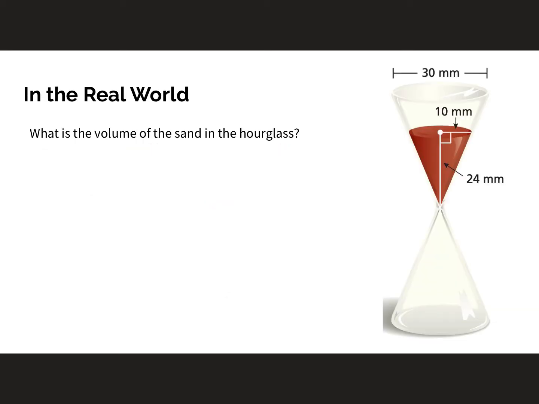Now let's look at something where we have a real world example. What is the volume of the sand in the hourglass? So they've given us a couple different dimensions. I can see here that my radius is 10. So I'm trying to find the volume, so I'm going to leave that as V. You put my pi, my 3 down here. My radius is 10, so that's going to be 100. You guys know 10 squared is 100. And then I have my height over here, 24.